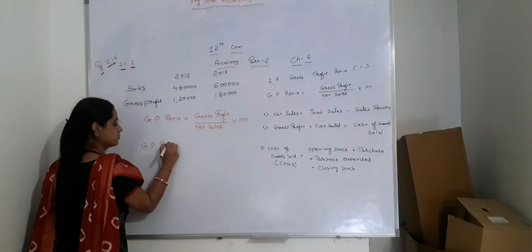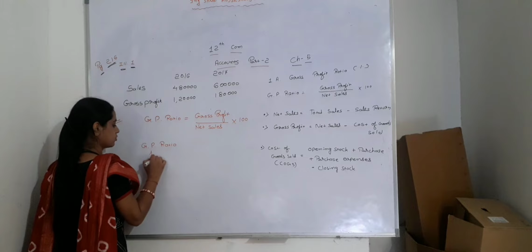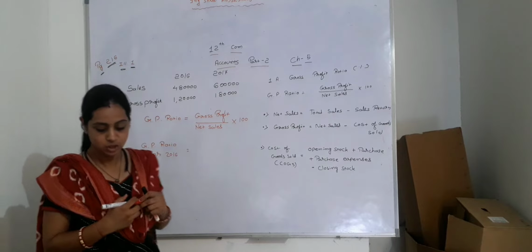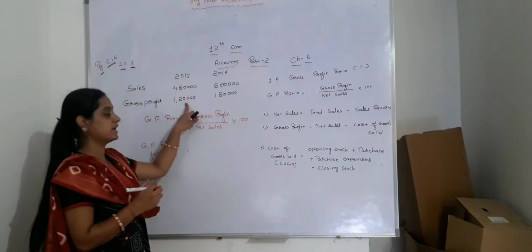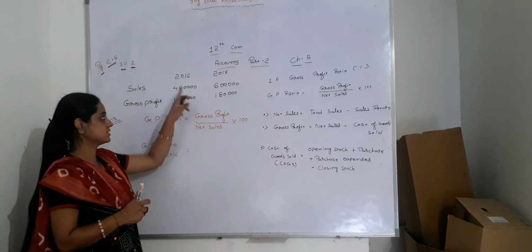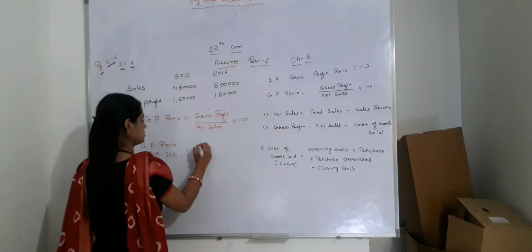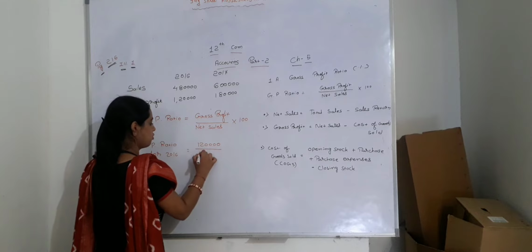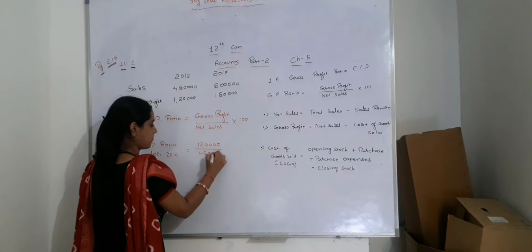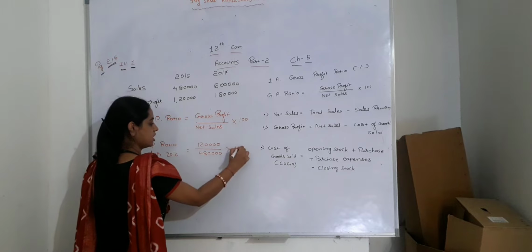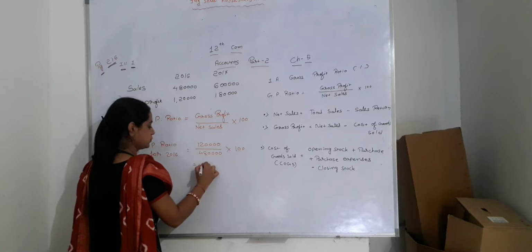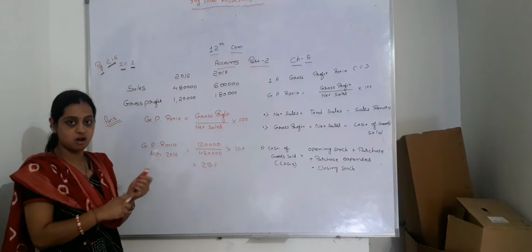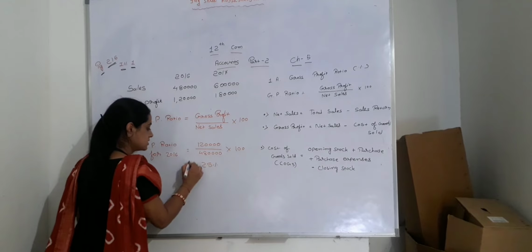GP ratio for 2016. Gross profit is 1,20,000 and sales is 4,80,000. So 1,20,000 upon 4,80,000 into 100 is equal to 25%. So this is the answer of GP ratio for 2016.